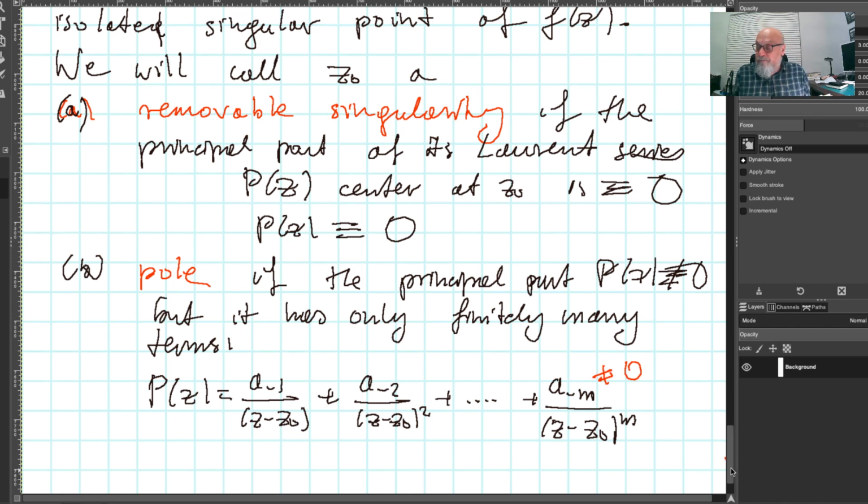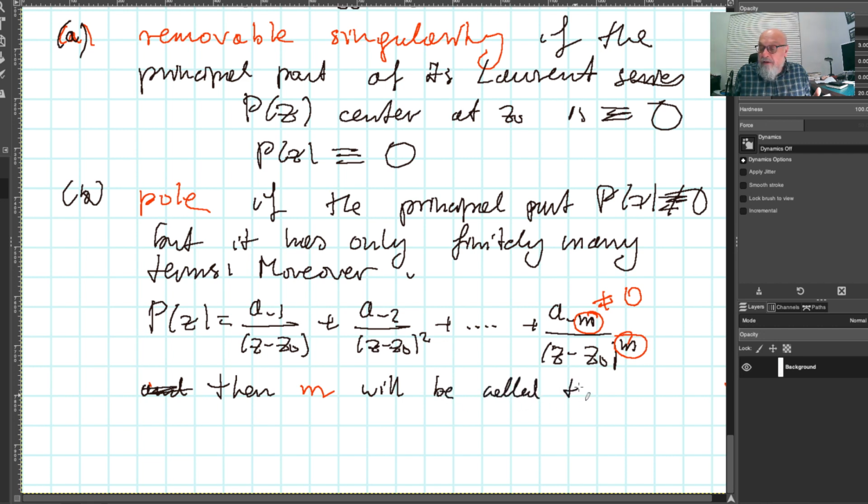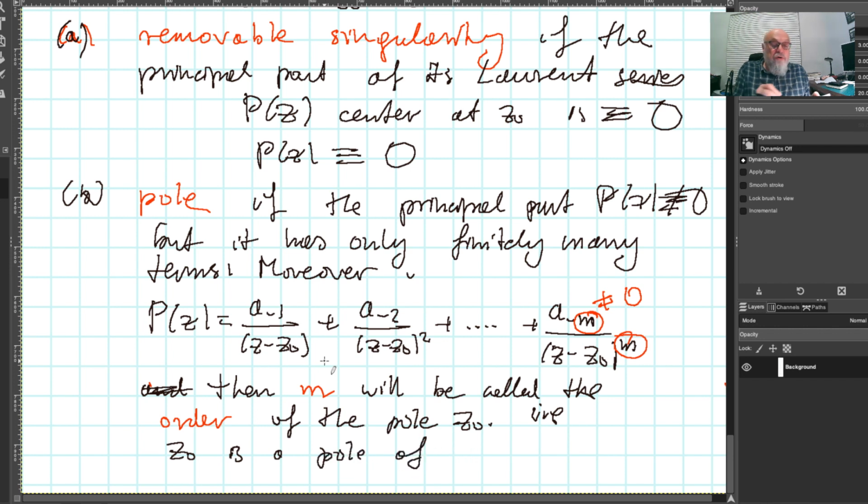So in this case, moreover, if this is your principal part, then this number m will be called the order of the pole z0. So that means, in other words, z0 is a pole of order m. So that's the form.